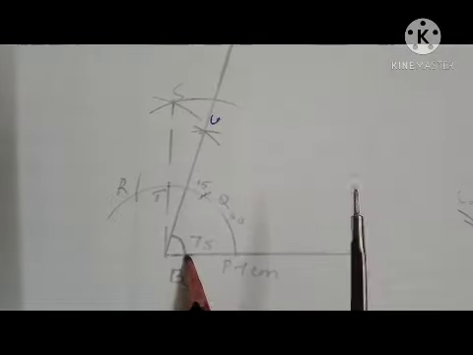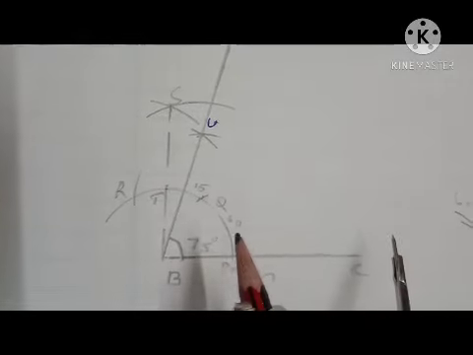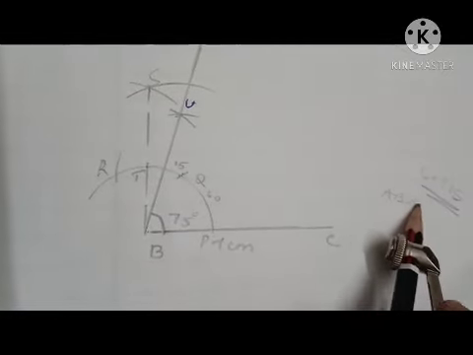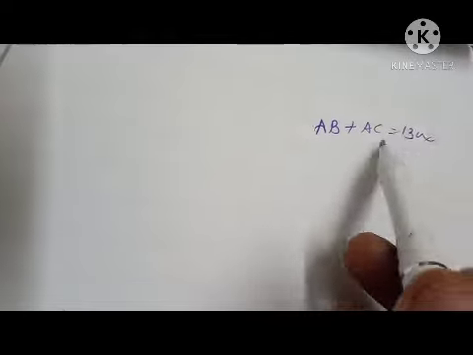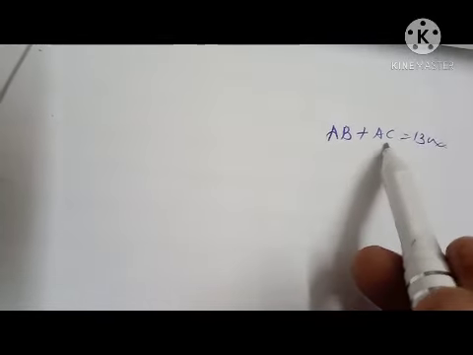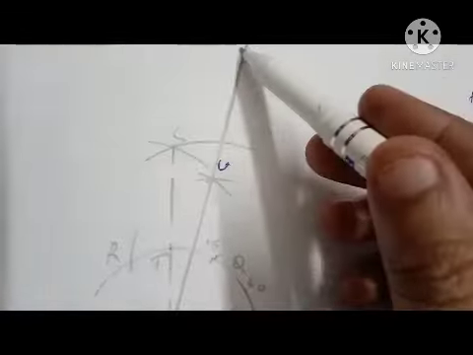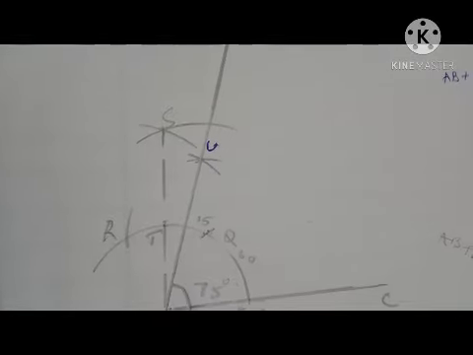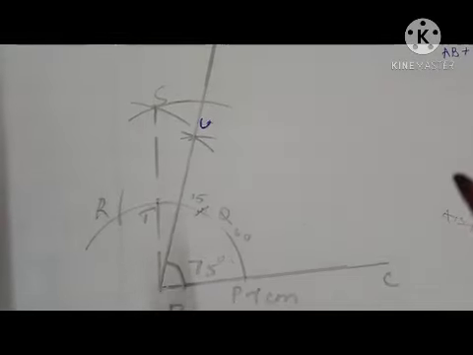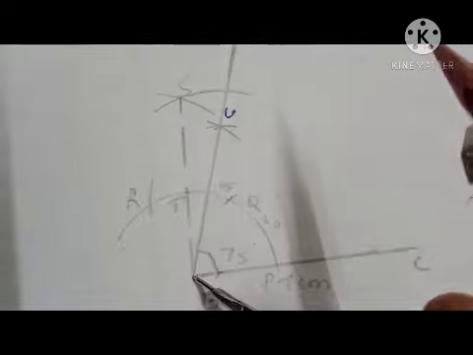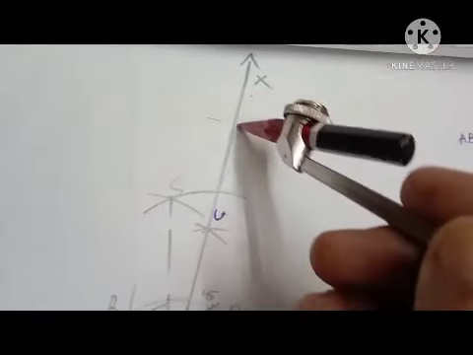XBC, 75 degrees. Then next, it is given that the sum of the other two sides, AB plus AC, equals 13 centimeter. So that length, the sum of these two sides, we have to mark on this ray BX. On this angle line we have to mark that 13 centimeter by using compass. From the ruler we have to take 13 centimeter here. Then we have to draw the arc from this B to this angle line.